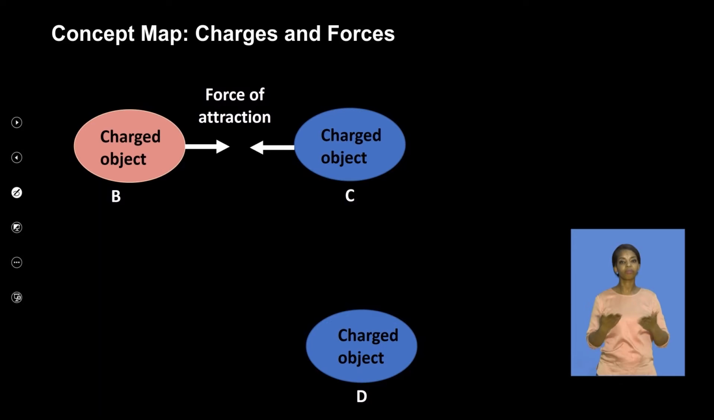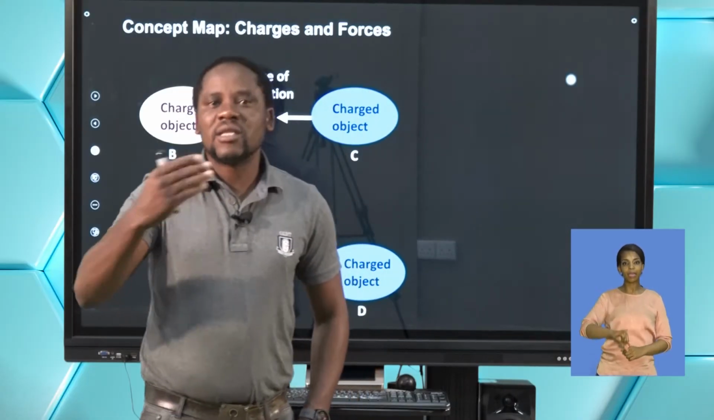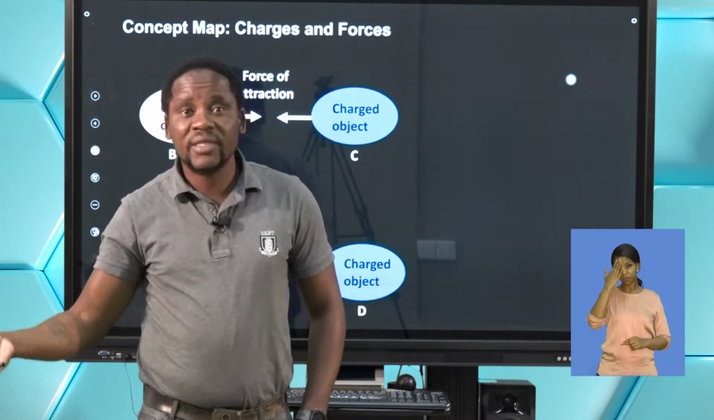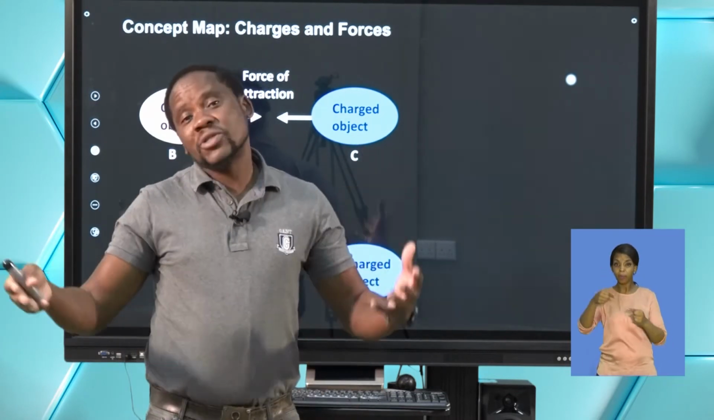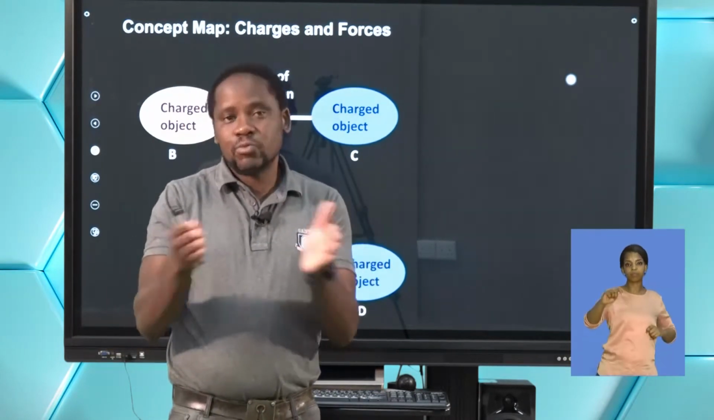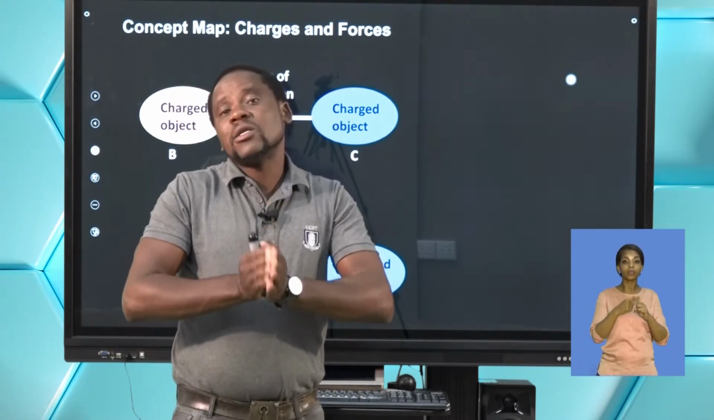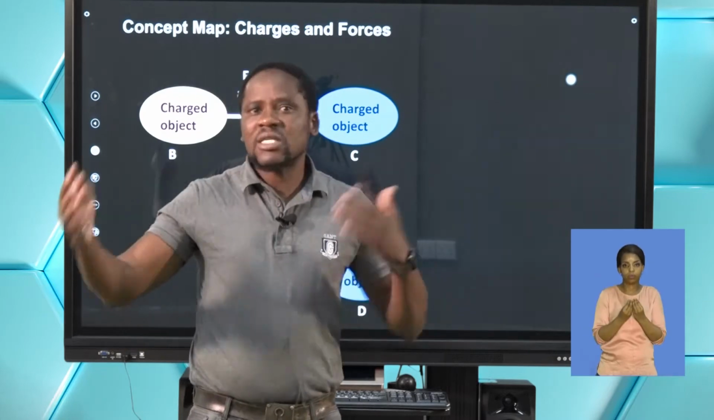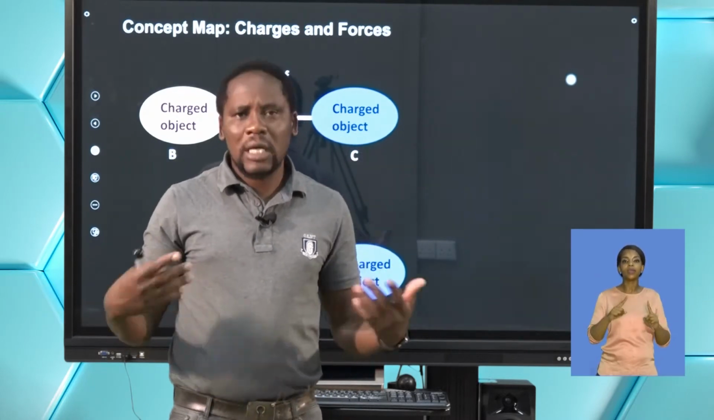And then we can play around and change. Now these two are actually like charges. We have got C that has a similar charge to D. But as we know, like charges exert a force of repulsion on each other, while opposite or unlike charges exert a force of attraction. So attraction is pulling together, repulsion pushing away. That's as simple as we can break it down.